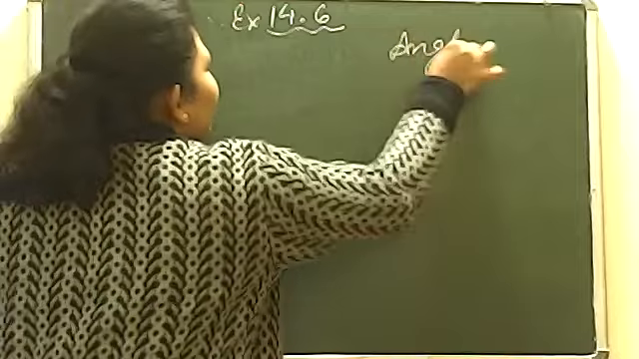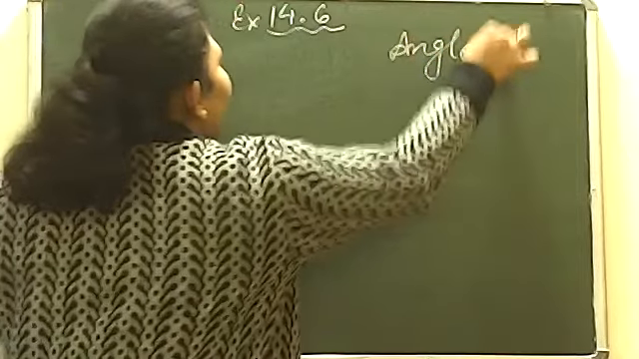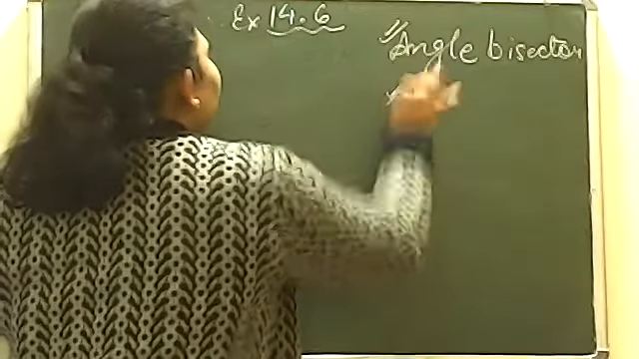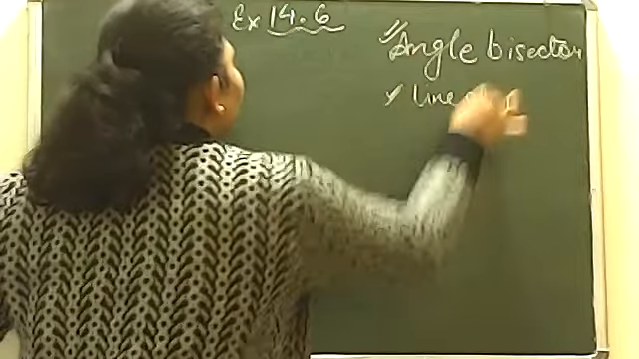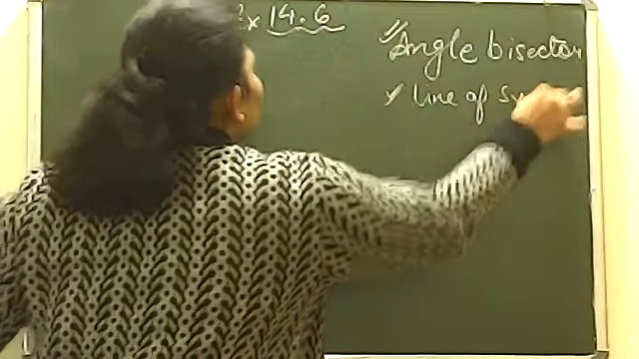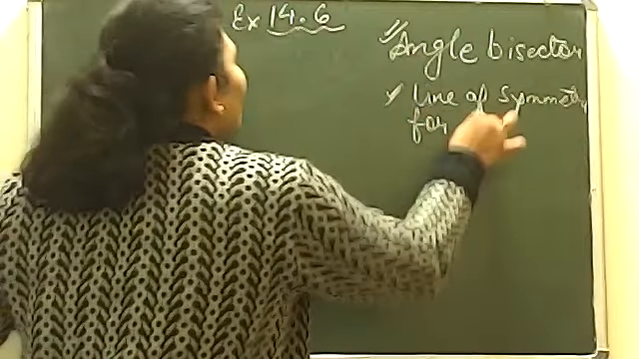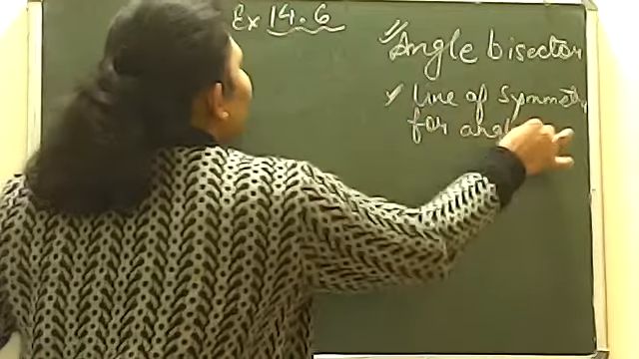So in this chapter, you will basically be pointing out two things: the angle bisector, and the second thing, you will be drawing the line of symmetry for angles. Now, what is an angle bisector, beta?